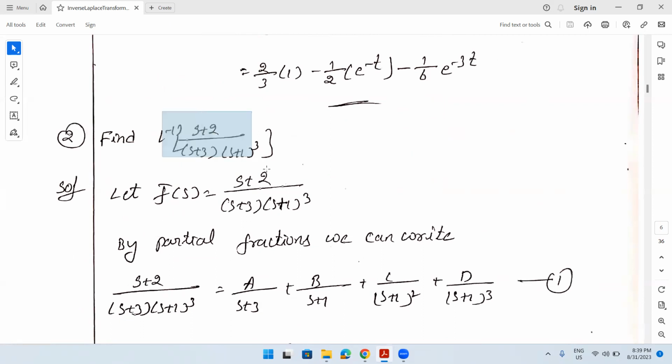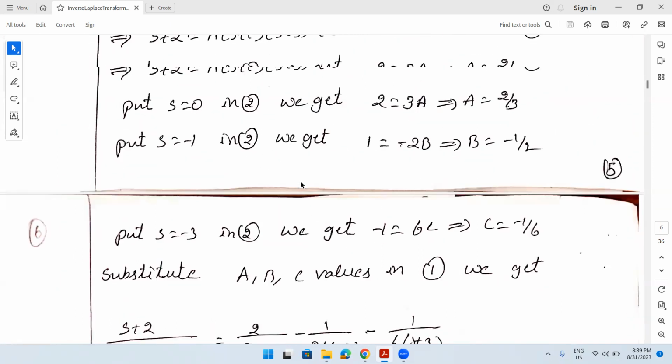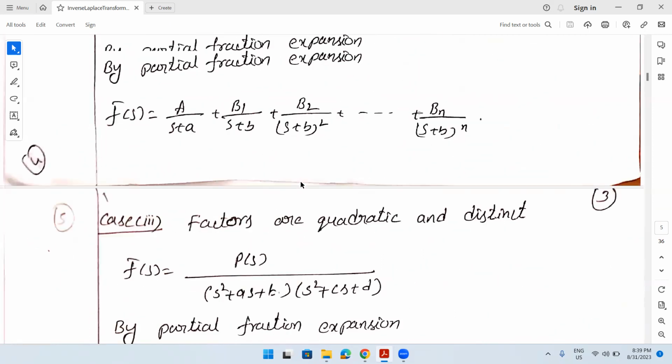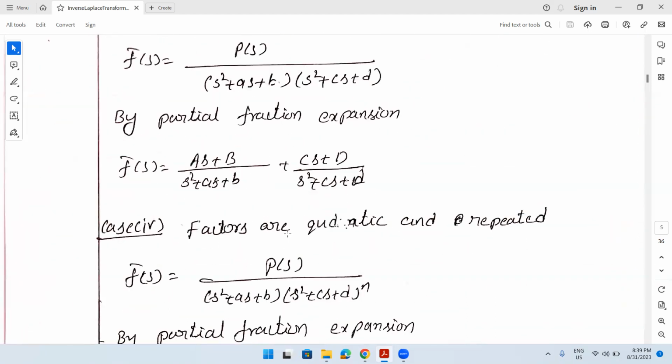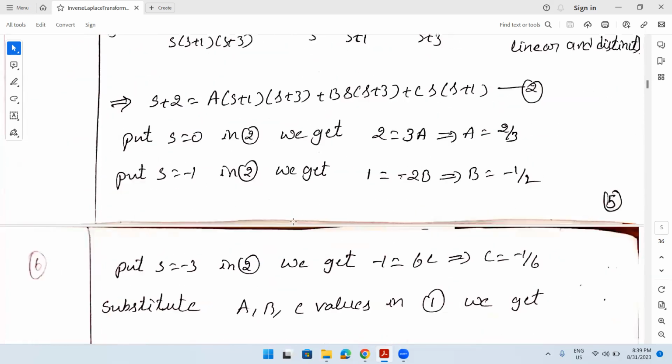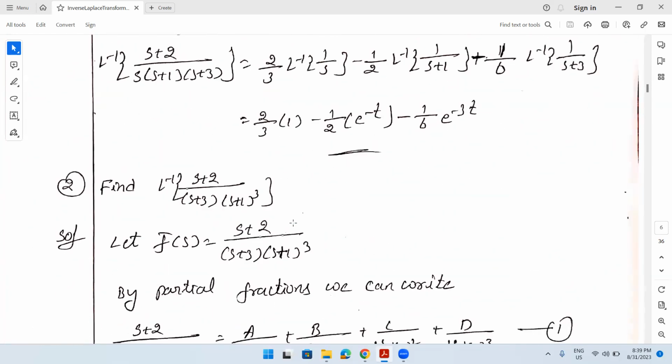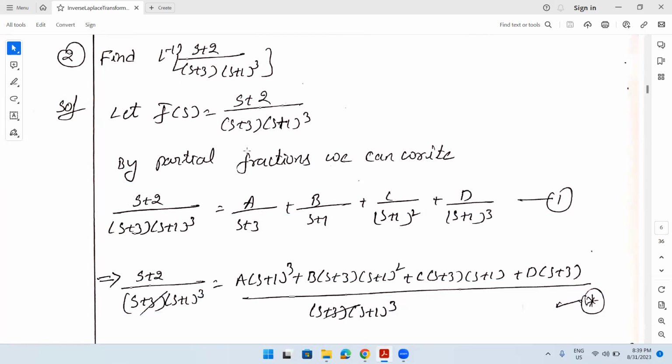Let us see the next problem based on the second type. What's the second type of partial fraction? Power n. I told you maximum we get the square or cube; power 4 we won't get, that much bigger problems we won't get. The question is (s plus 2) by (s plus 3) into (s plus 1) whole cube.